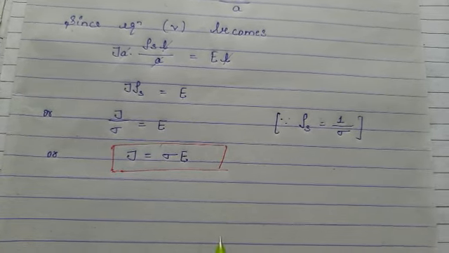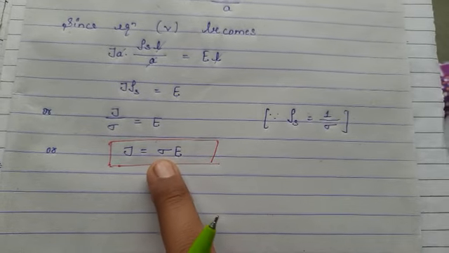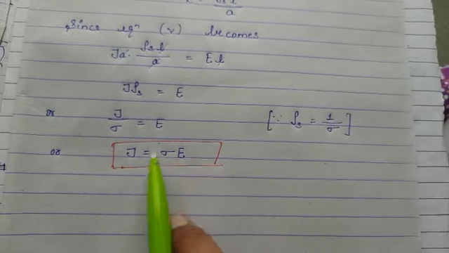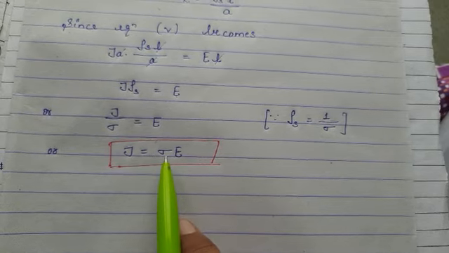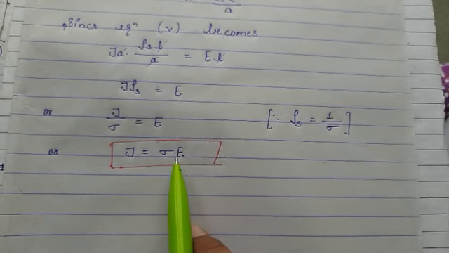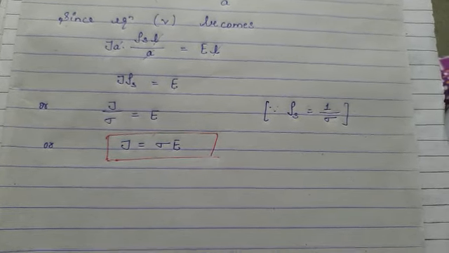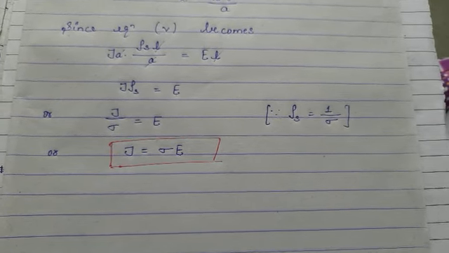From this equation it is clear that electrical conductivity may be defined as current density per unit electric field intensity, also called the microscopic form of Ohm's law. That's it. Thank you.